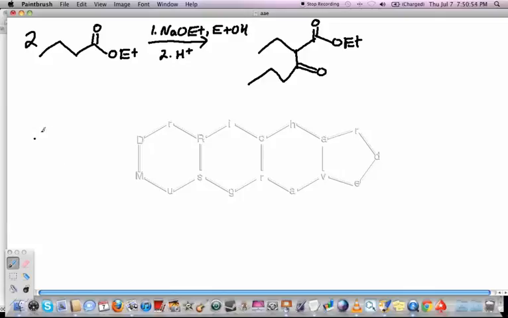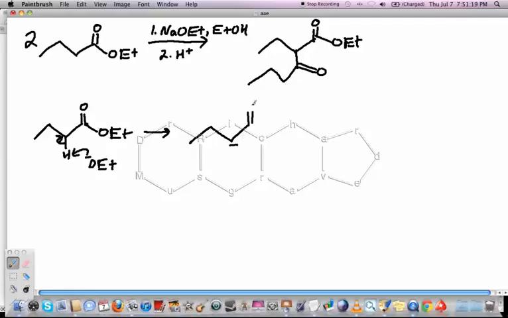In the first step, we're going to have the alpha hydrogen removed off one of the ester molecules. And that's going to be removed by the OEt negative, that's from up here. And we end up with this anion, which is stabilized by resonance because it's next to the C double bond O.